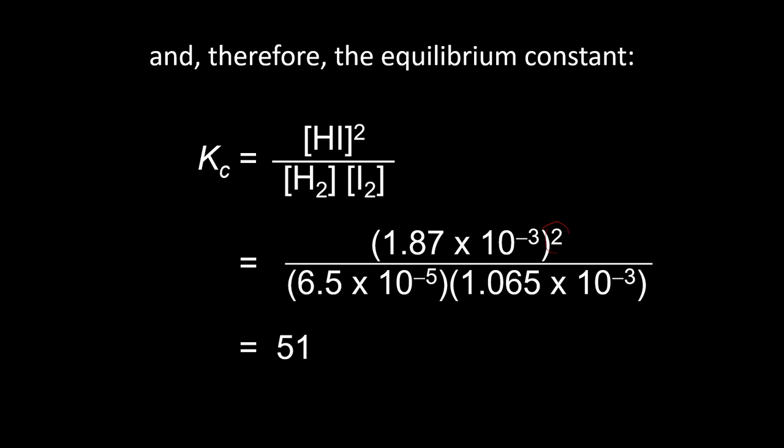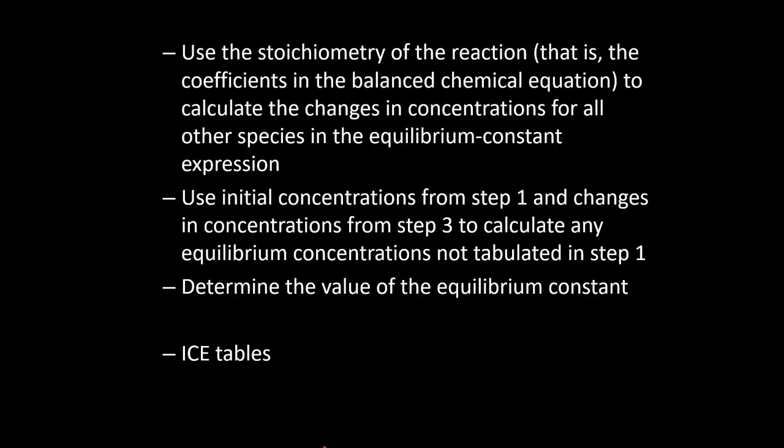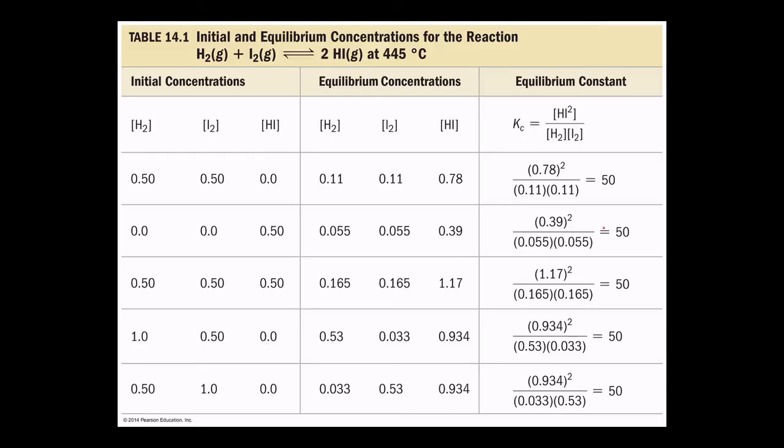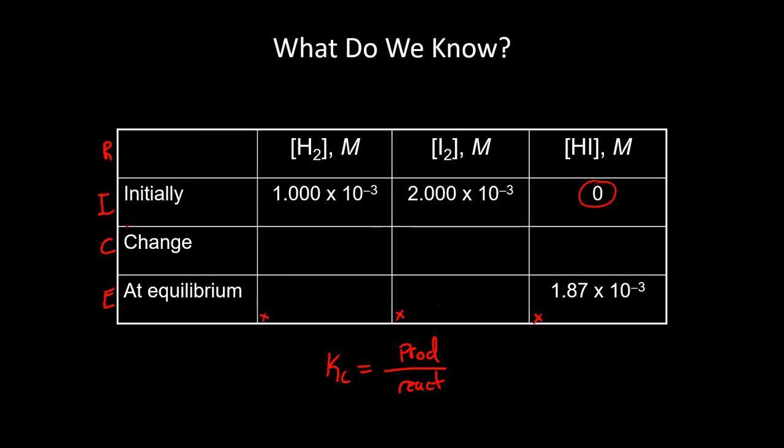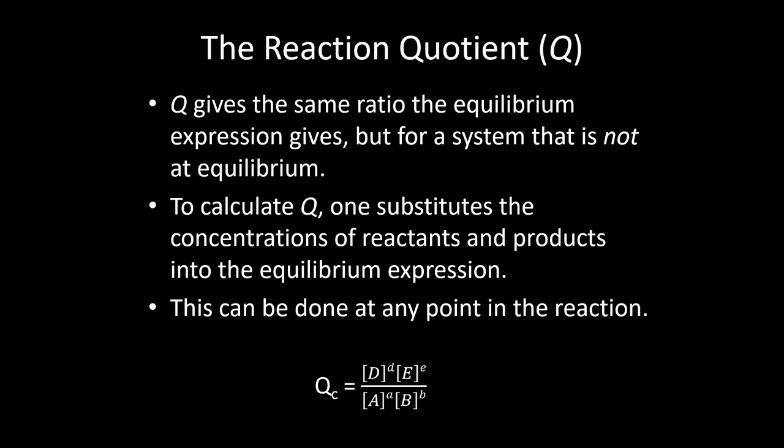Now, those of you that have a good memory might realize, wait a second, this is 51. We just saw this reaction, and you told me that Kc was 50.5 or something like that. I think it was 50.5, or just 50. Like, what gives? Here it's 50, over there it's 51. Well, the temperature is different. Here it's 445. Here the temperature is 448. So Kc increases by a little bit as you increase the temperature there. So that's why it's a little bit different. But pretty close to the same.